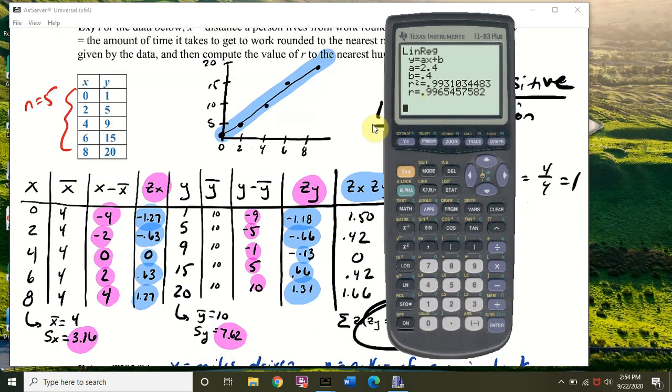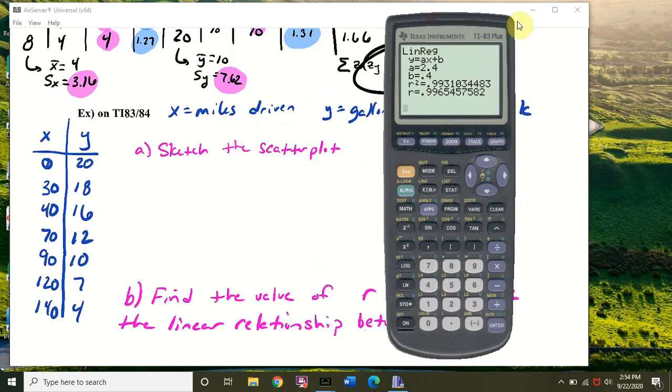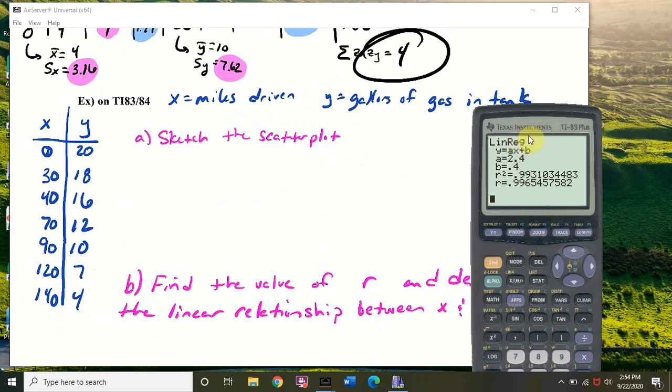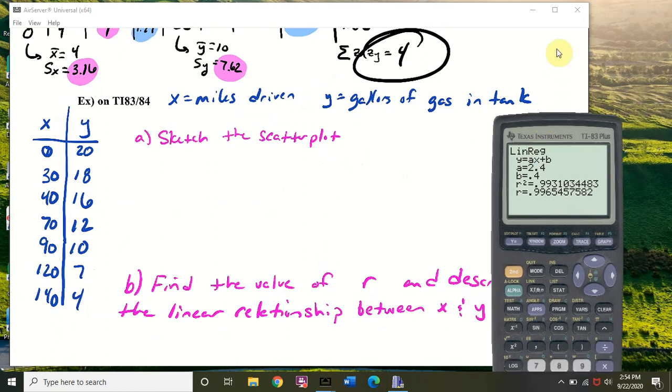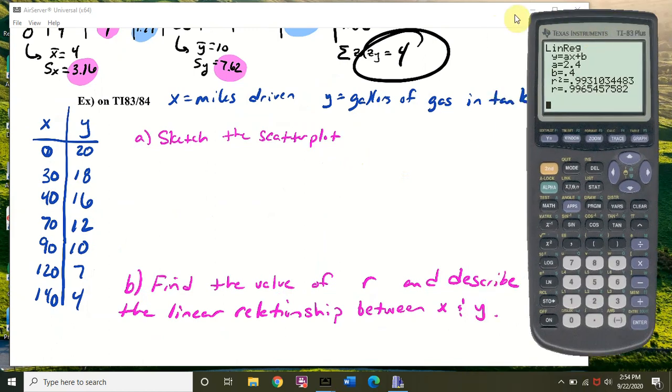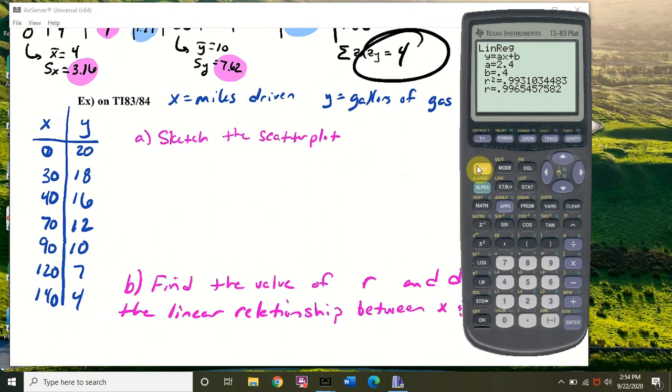So let's do one more on the calculator, so you get a sense of how this works. X here equals the number of miles driven. Y equals the gallons of gas in the tank. To sketch the scatter plot, I'm fine with doing it on the calculator. So I'm going to go into stat, and I'm going to clean up these. I'll go to the top and hit clear, clear, and now let me drop in these values.